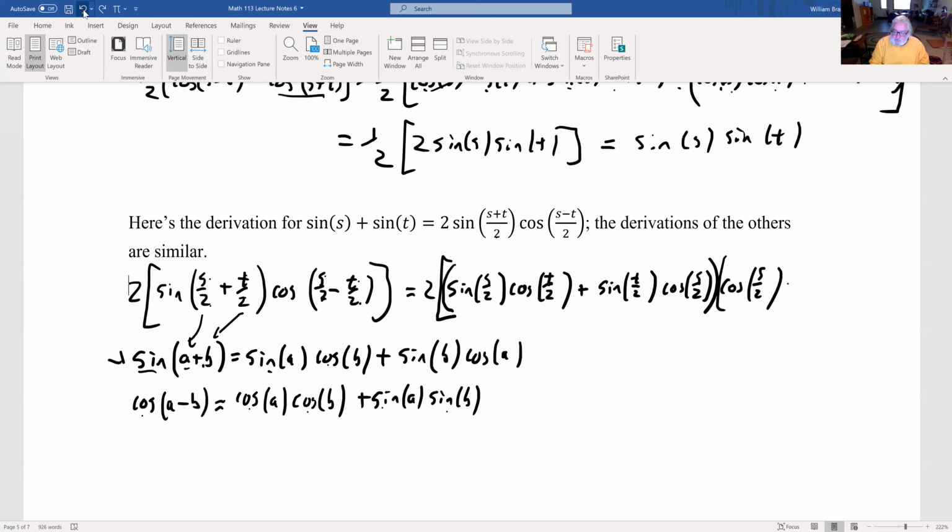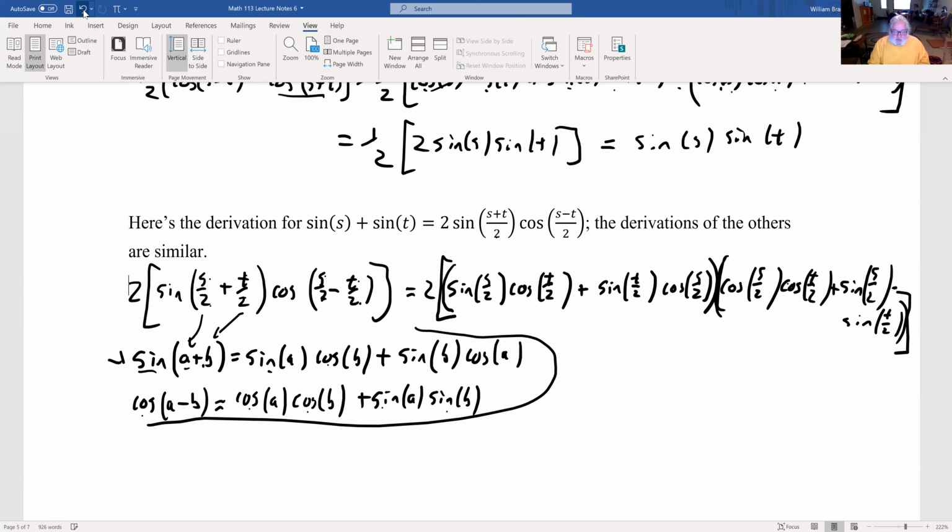It's cosine of S over 2 cosine of T over 2 plus sine of S over 2 times sine of T over 2. And I have to close this parentheses and then close the whole bracket. Yay, so there we go. And that just looks awful, and it is in some ways.